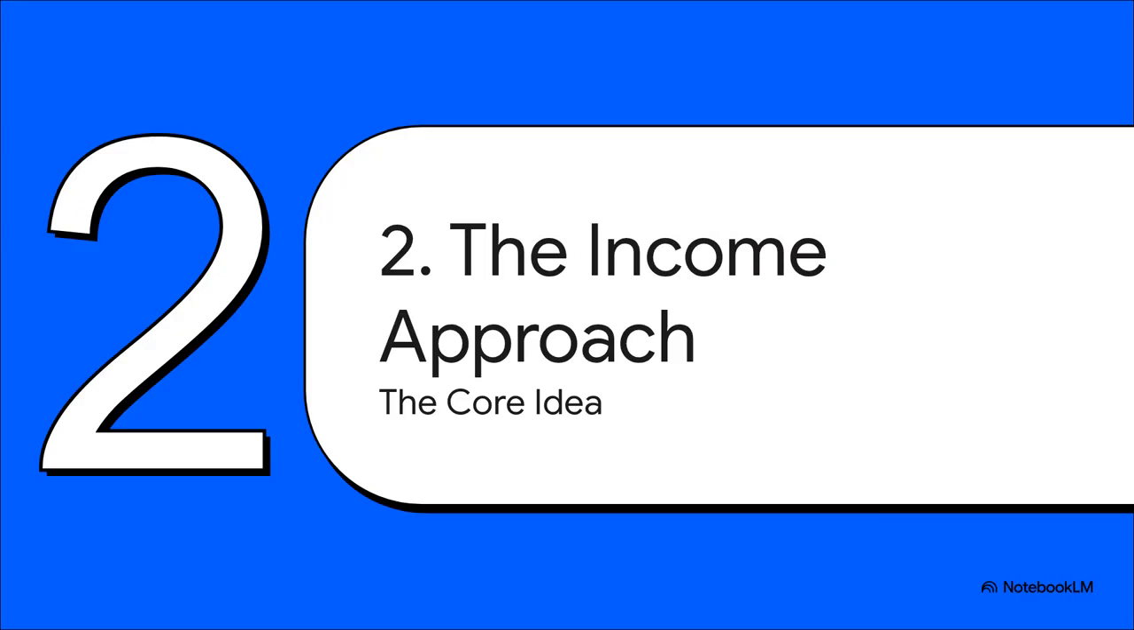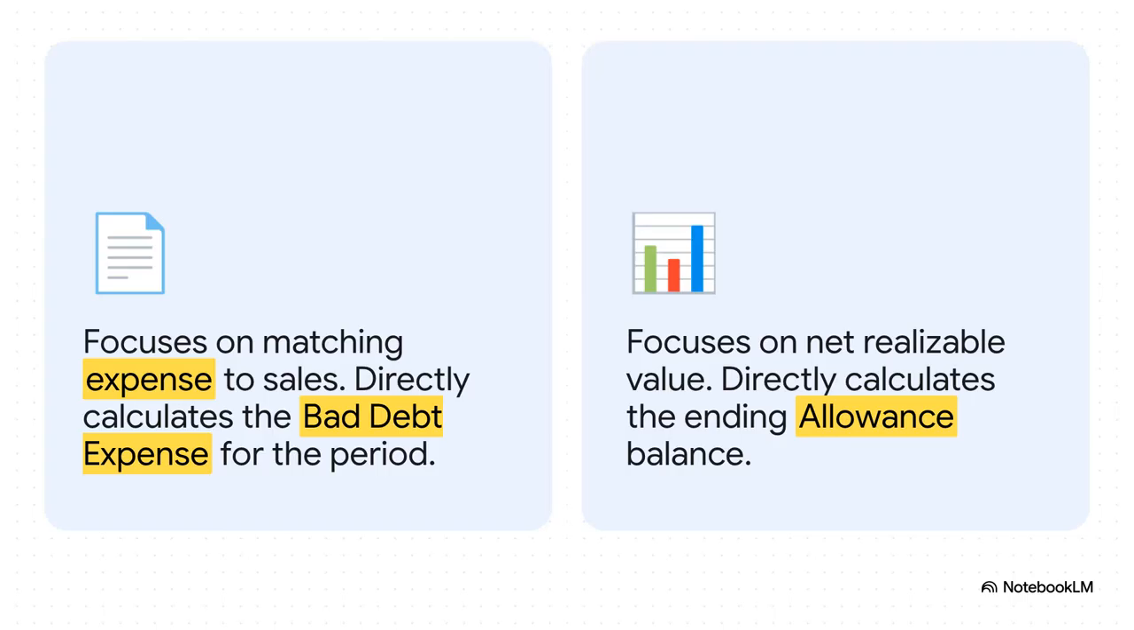So we know we're going to have losses. The big question is, how do we estimate them? Well, there are a couple of ways, but today we're zeroing in on the one that's all about sales, the income statement approach. Okay, pay attention because this is super important for your exams. You have to know the difference. The balance sheet approach looks at the end goal, the final allowance balance. But the method we're talking about today, the income statement approach, is laser focused on one thing, calculating the expense for the period to match it with the sales of that period.